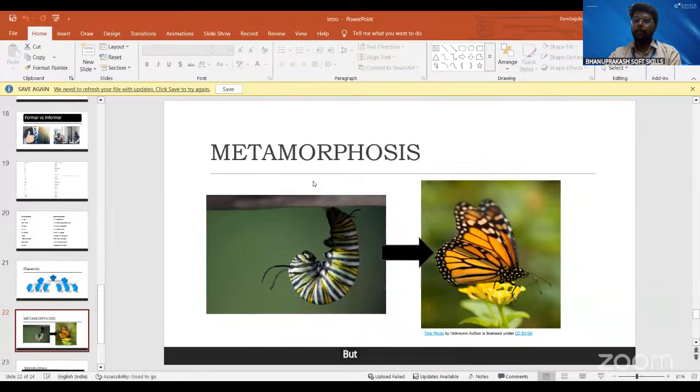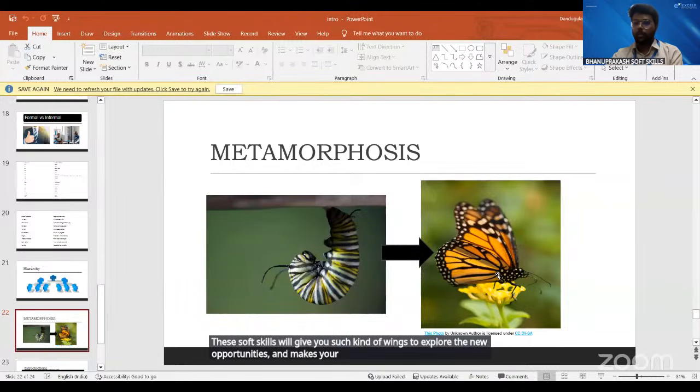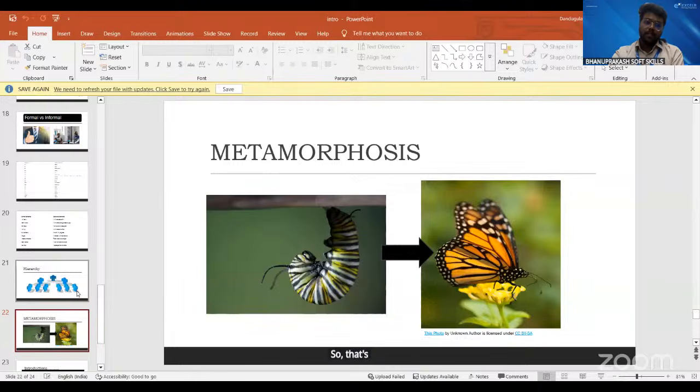But the butterfly, having its wings, can explore many things, can explore food, and if any danger comes, it can fly away easily. Just like that, if we relate it with our life, these soft skills will give you such kind of wings to explore new opportunities and make your life so easy in the corporate field. So that's why learn these soft skills.